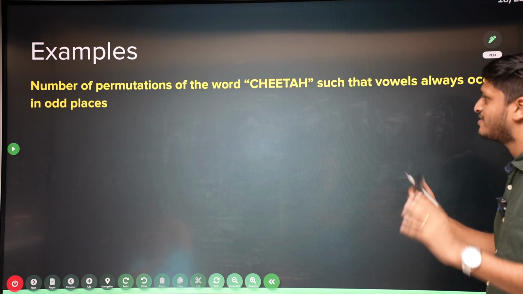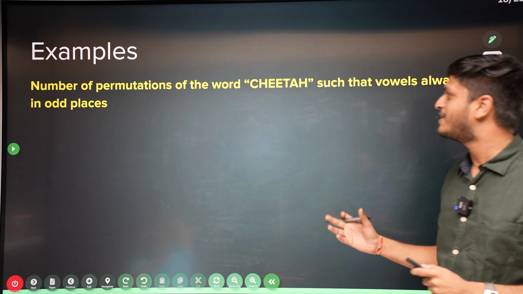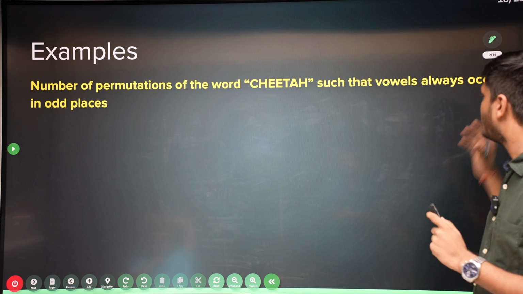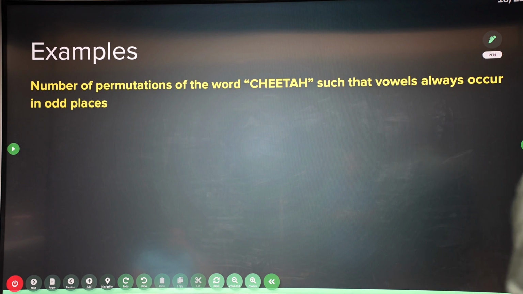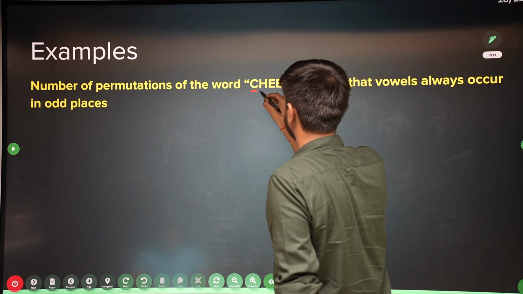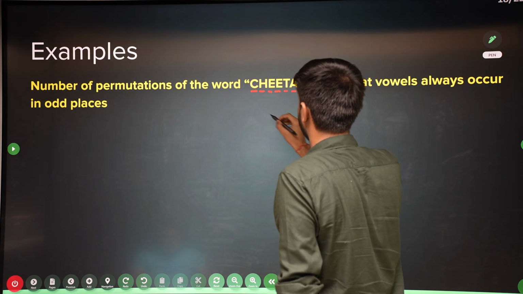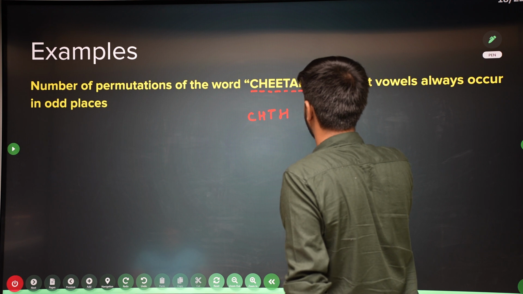Now, adding everything, this is the most complicated problem that can come. The number of permutations of the word CHEETAH such that the vowels always come in odd places. So again, think about it, take some time, and firstly observe the word. It contains 7 letters again, and it has 3 vowels and 4 consonants. Okay, so let's put all the consonants here, and we have 3 vowels.